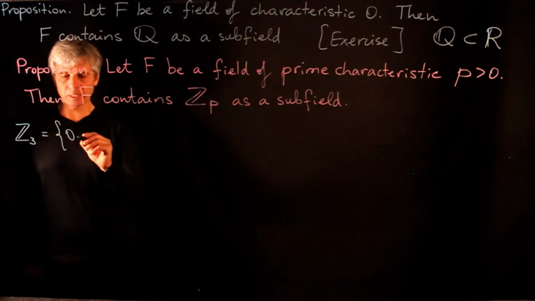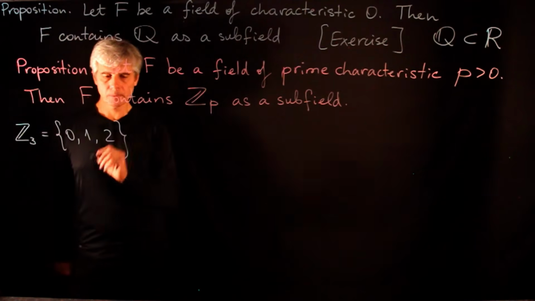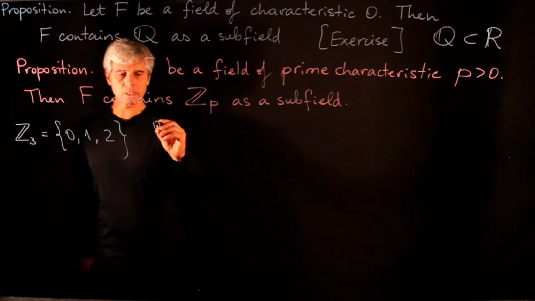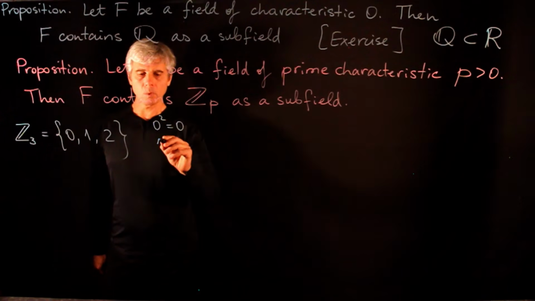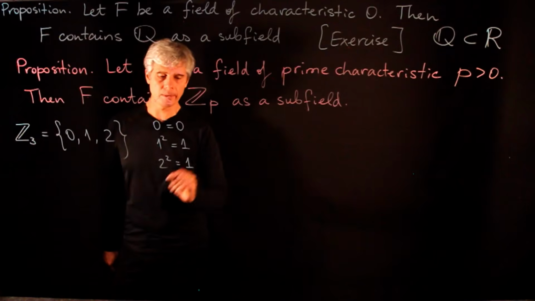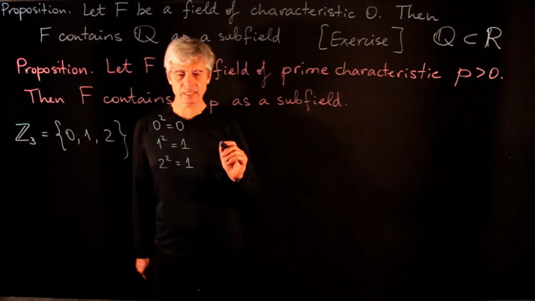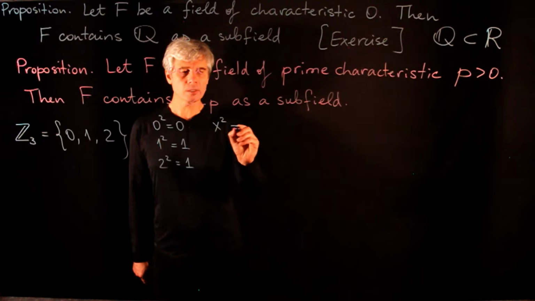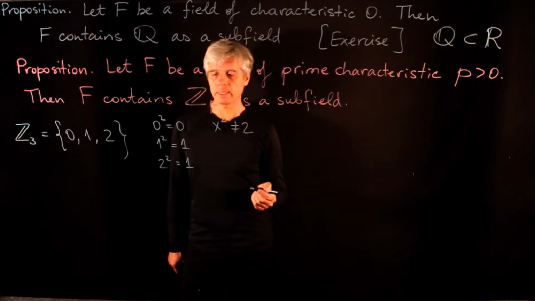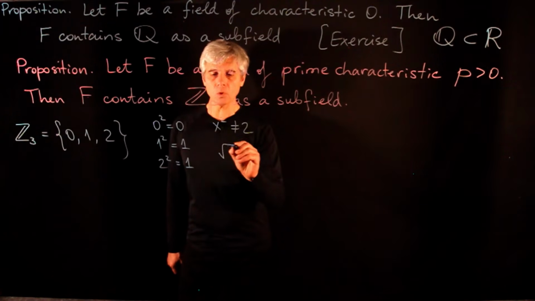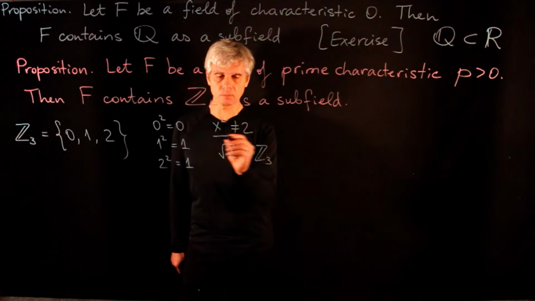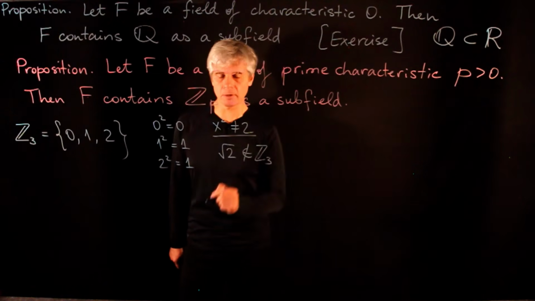So in this field, we have elements 0, 1, and 2. Now let's compute squares here. So we have 0 squared is equal to 0, 1 squared is equal to 1, and 2 squared, which is 4, mod 3 is equal to 1. So what we see is that in Z3, x squared is not equal to 2. So there is no x such that x squared is equal to 2, right? And so this means that there is no square root of 2 in Z3, right? So this is what we mean by writing this.